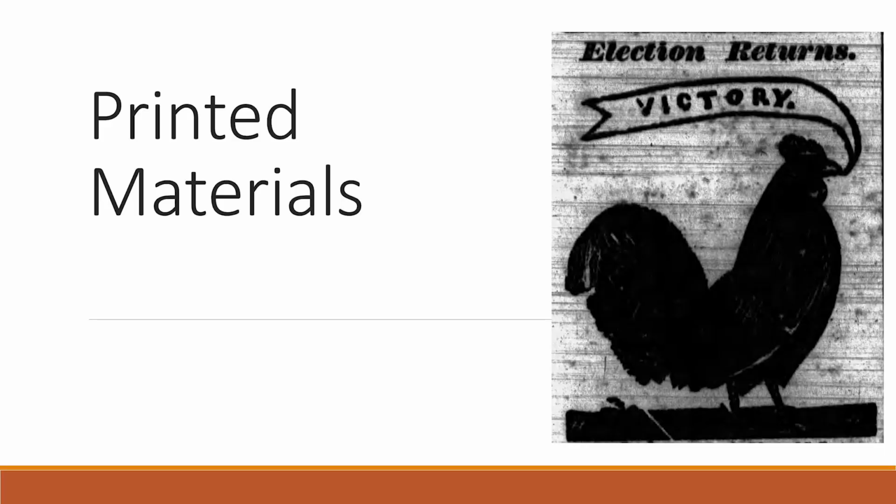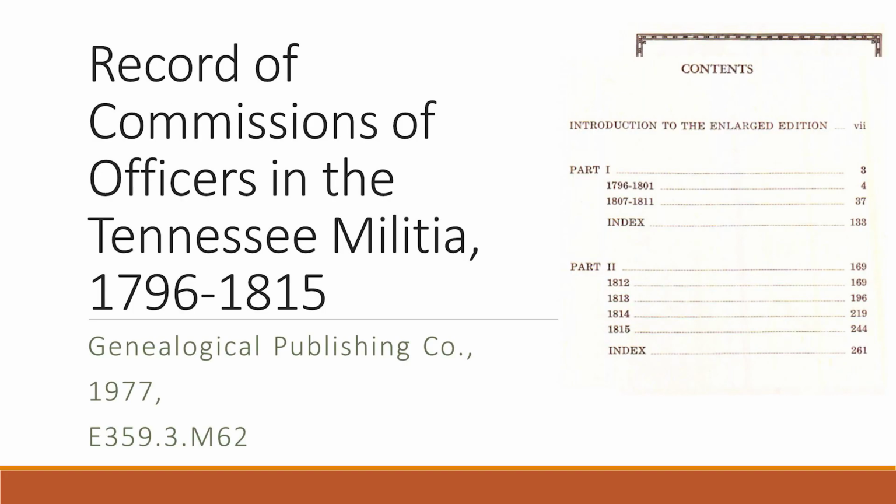Printed materials: the reading room downstairs, of course, has a great collection of county-level records. I've already mentioned that the 1891 voter list we looked at earlier is down there in the reading room. But you'll also find election-related books such as this one, Record of Commissions of Officers in the Tennessee Militia. I give you the call number there for that. And these are kind of related to that record group 131 we were looking at.